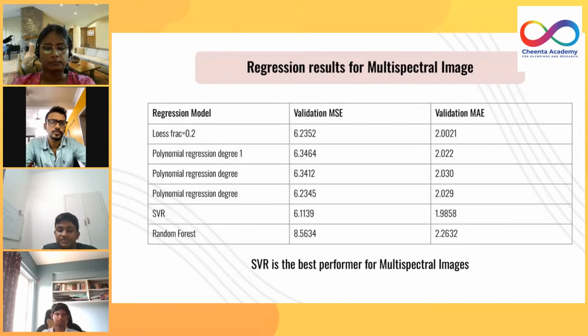And this is for multispectral images. The previous one was for RGB images, but here, yeah, SVR is the best performer because it has the lowest validation MAE and also MSE. Next slide, please.